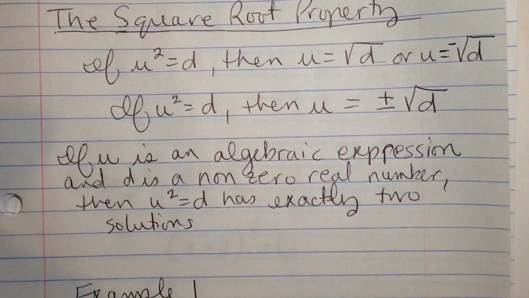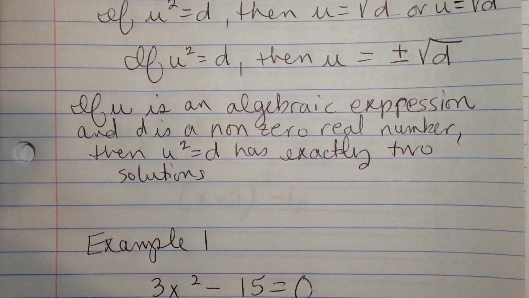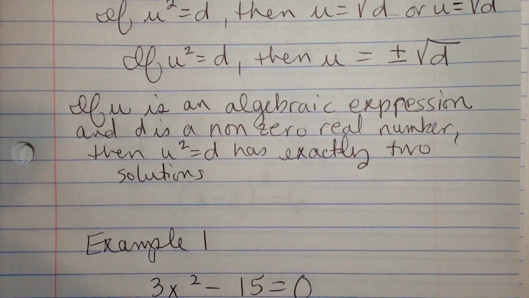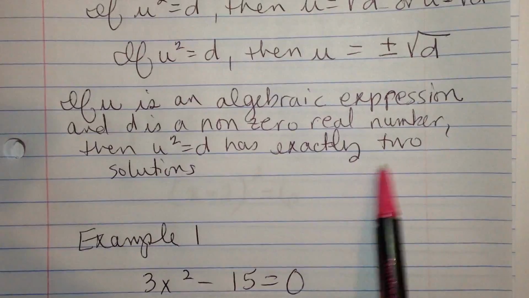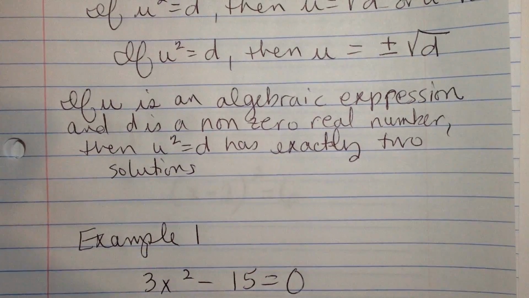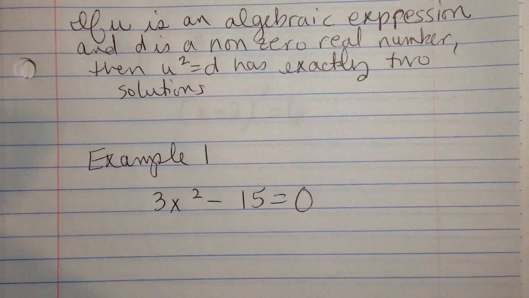d. If u is an algebraic expression and d is a non-zero real number, then u squared equals d has exactly two solutions. So let's use that information to solve example number 1.